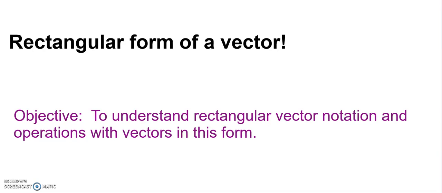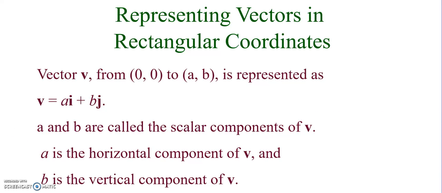Now we're going to look at rectangular form of a vector. Rectangular form is just another way to write vectors. We are going to want to be very fluent at converting between rectangular form and component form. Fortunately, that's very easy to do. So first, what is rectangular form?